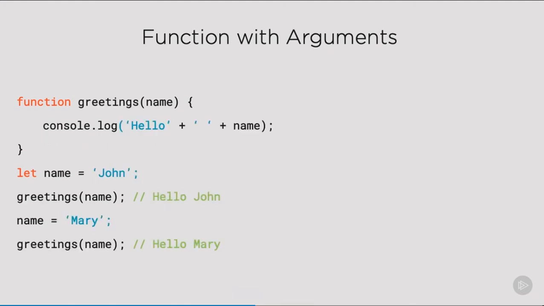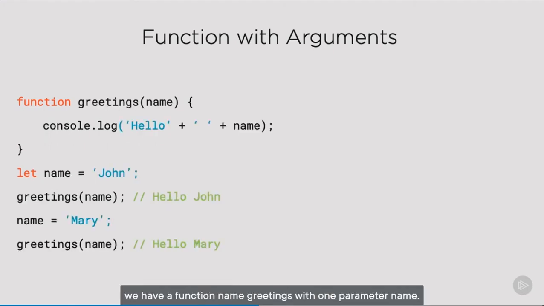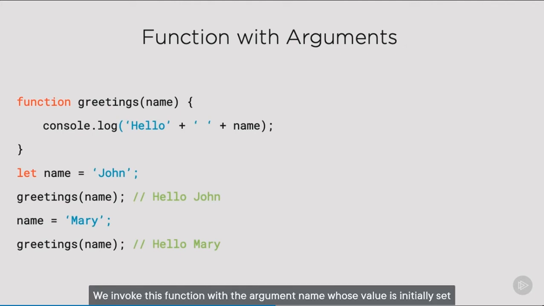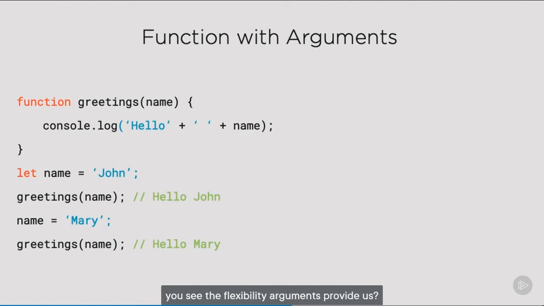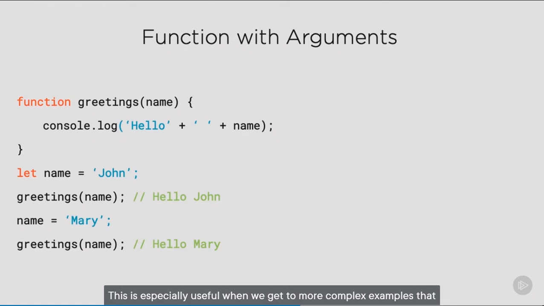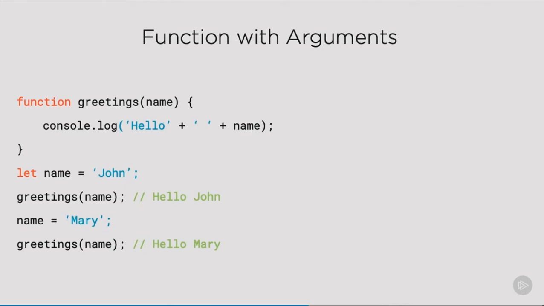In this example, we have a function named greetings with one parameter name. In the function body, we can reference this parameter just like any other variable. We invoke this function with the argument name whose value is initially set to John, and then we invoke the same function with the argument Mary. Can you see the flexibility arguments provide us? This is especially useful when we get to more complex examples that do a lot more than printing to the console.